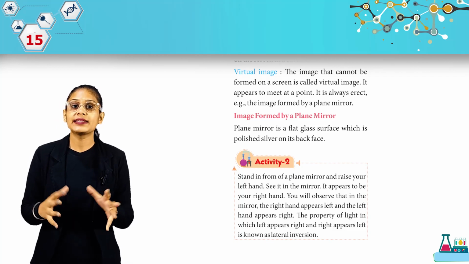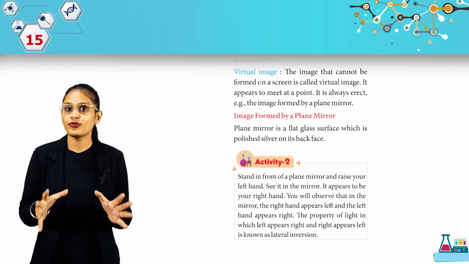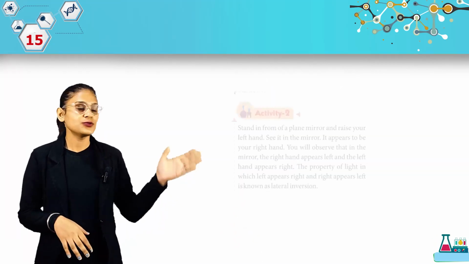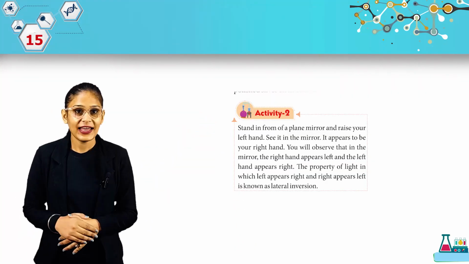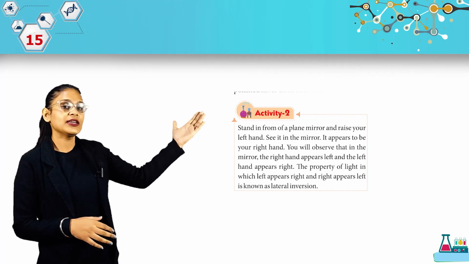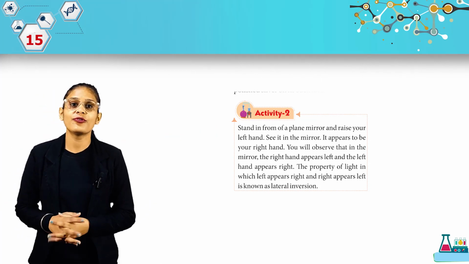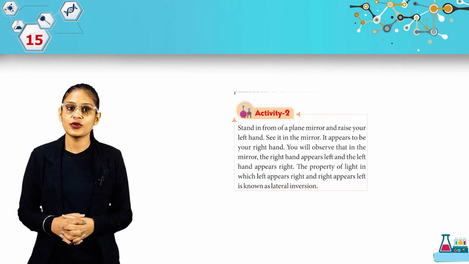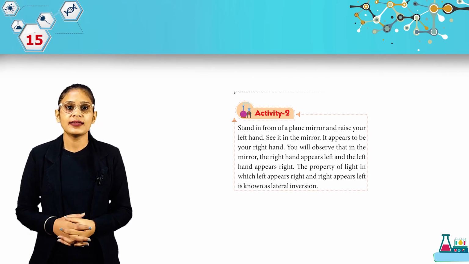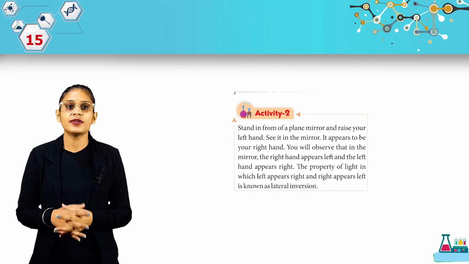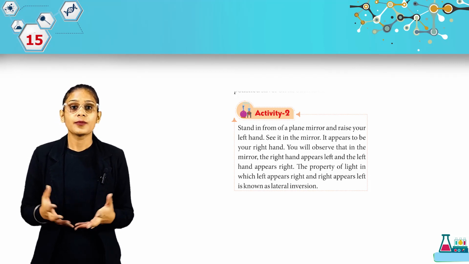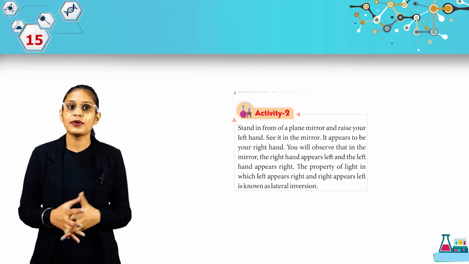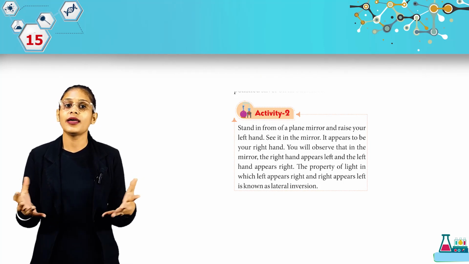Now we are going to read these activities, then we are going to read characteristics of image formed by a plane mirror. So first we have an activity, activity 2. Stand in front of a plane mirror and raise your left hand. See it in the mirror. It appears to be your right hand. You will observe that in the mirror, the right hand appears left and the left hand appears right. The property of light in which left appears right and right appears left is known as lateral inversion.